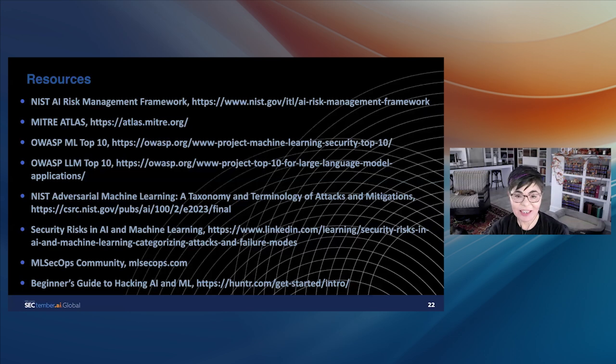As I had mentioned, these are the resources. So I'll probably freeze on this. You can go and download these resources, some really good stuff here. There's also some beginner's guide if you want to start understanding how to hack and attack AI and ML. You can go take a look at that at Hunter.